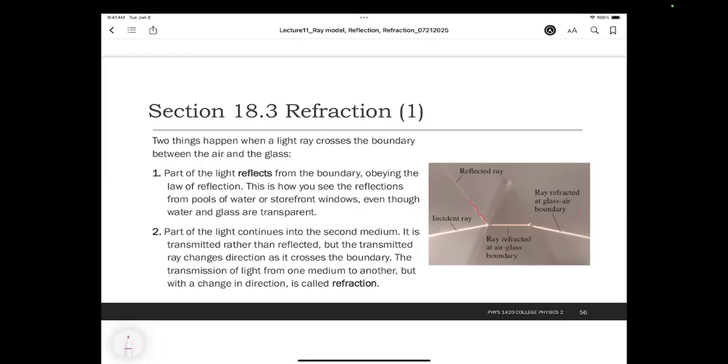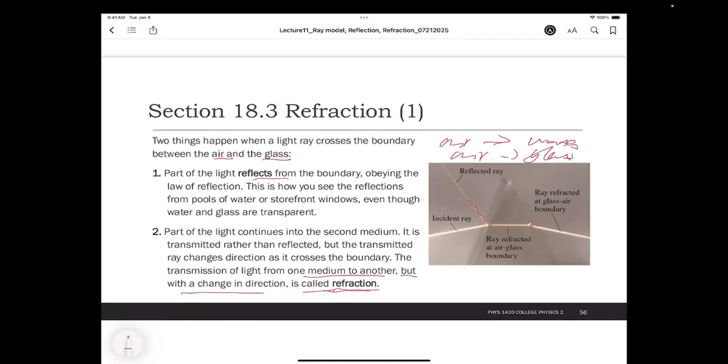This is the refraction phenomenon. Refraction does not just happen between air and glass, but also air to water or other materials. Between two different materials, part of the light is reflected and part of the light will be refracted. Refraction is the transmission of light from one medium to another, but with a change in direction.